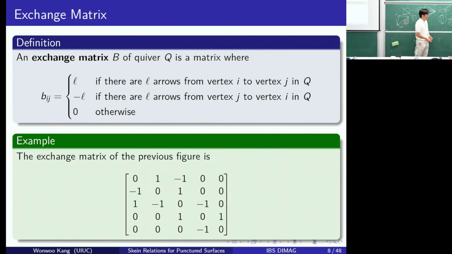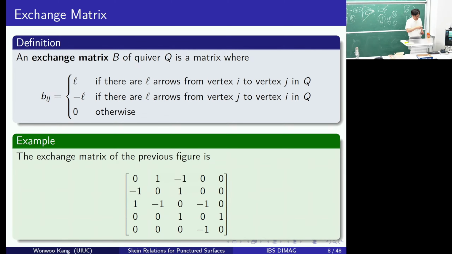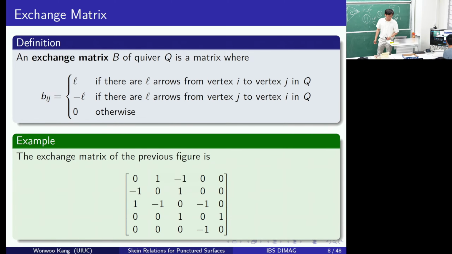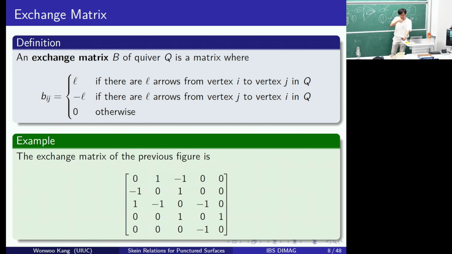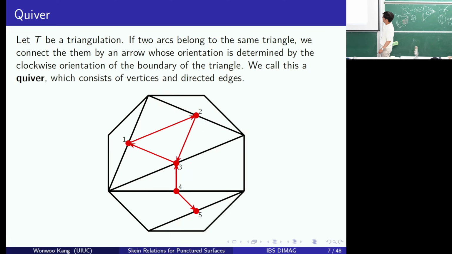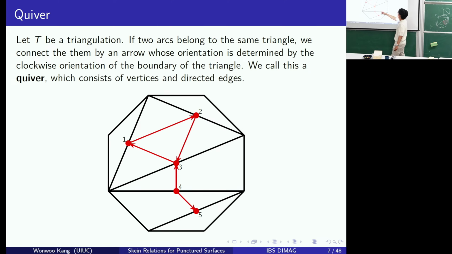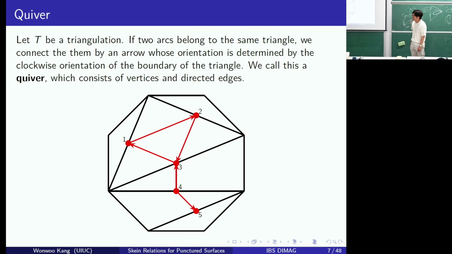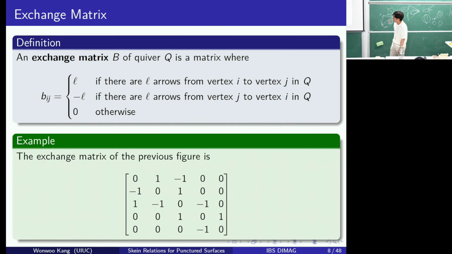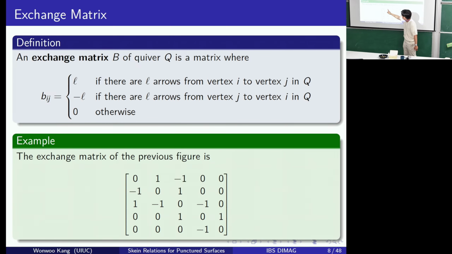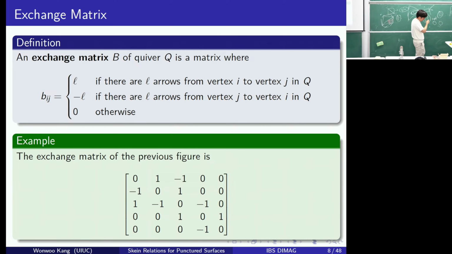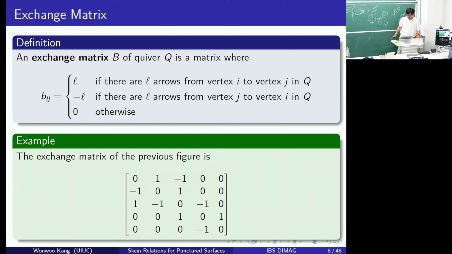And then we define something called the exchange matrix of this quiver. How do we define it? If there's an arrow from i to j, you assign b_ij as L, if there are L arrows, and minus L at b_ji. For example, in the previous one, there's an arrow from 1 to 2, which means that b_12 is going to be 1, and b_21 is going to be minus 1. And as some of you have already guessed, this is skew-symmetric.